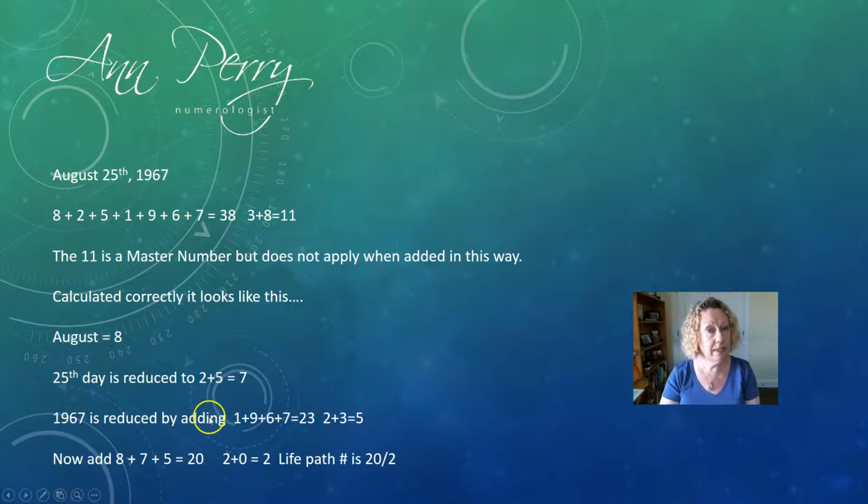1 plus 9 plus 6 plus 7 equals 23, and 2 and 3 equal 5. So now what you're going to do is add the 8 for August to the 7 for your day to the 5 for the year. And when we add that straight across, it comes up to 20. And 2 plus 0 equals 2. So this person actually has a life path number of 20/2.